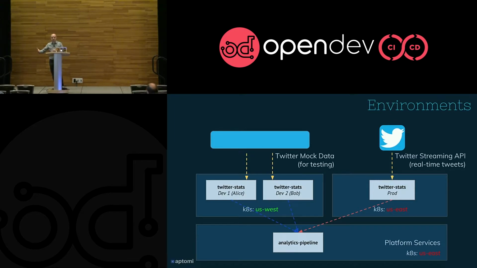And in addition to this, let's say that we also have dev instances of Twitter Stats, which are not going to be using the real Twitter streaming API. They're going to be using a fake generator of tweets. We're going to direct them to another cluster. And they're going to be relying on the same analytics pipeline running in the cluster US East. So this is the simple setup.